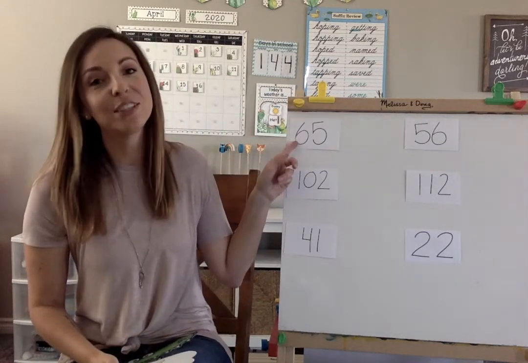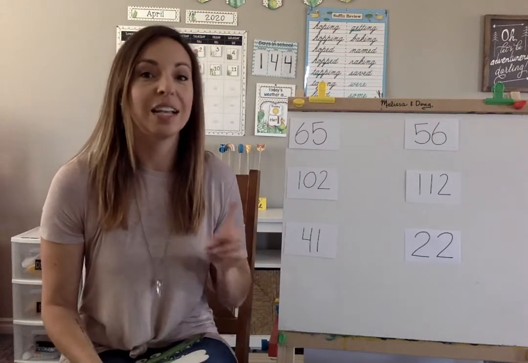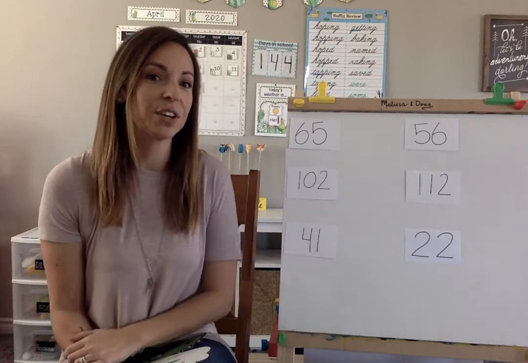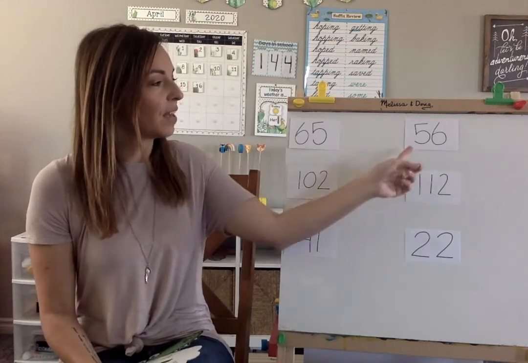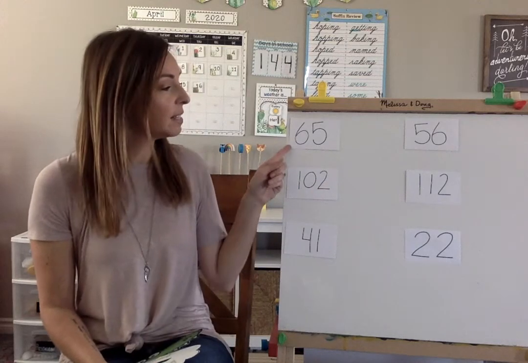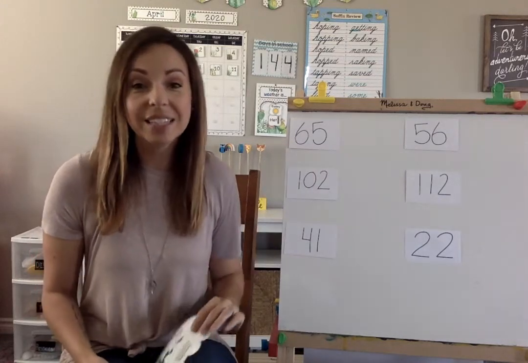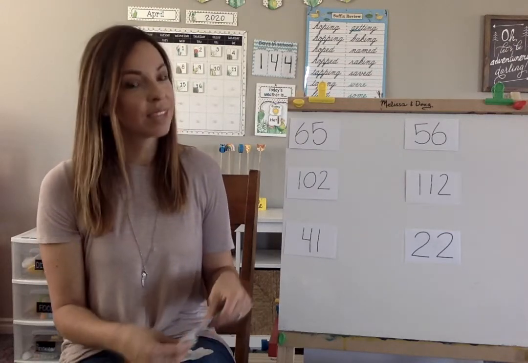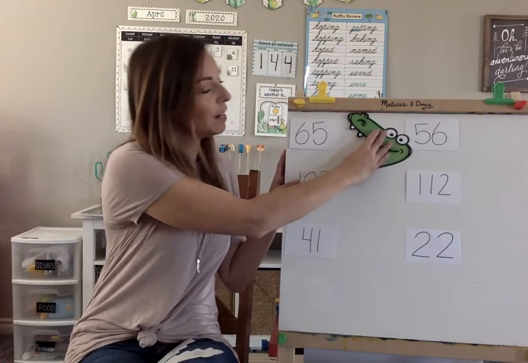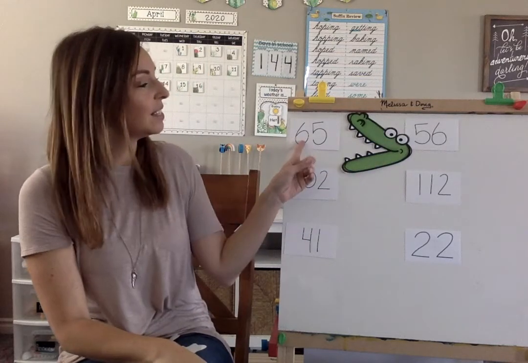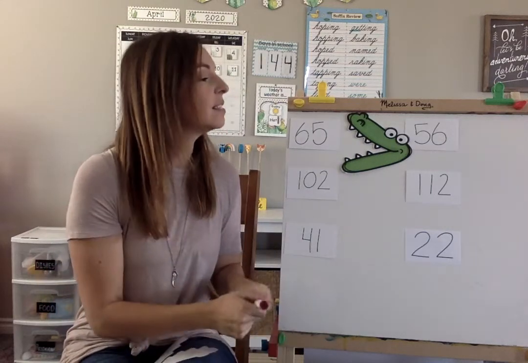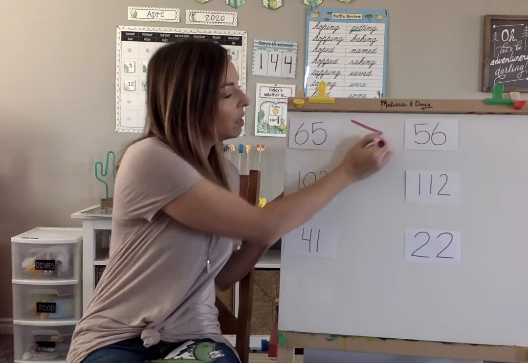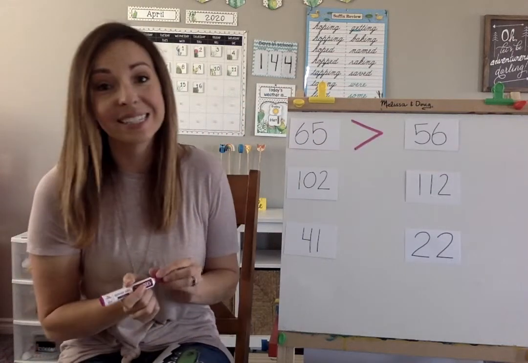So let's look at the two numbers. You don't need your whiteboard for this. I just want you to follow along with me and think about the answer in your head. 65 and 56. Is 65 greater than or less than the number 56? If you said greater than, you would be correct. 65 is greater than 56. So we are going to open up the alligator's mouth towards the 65.